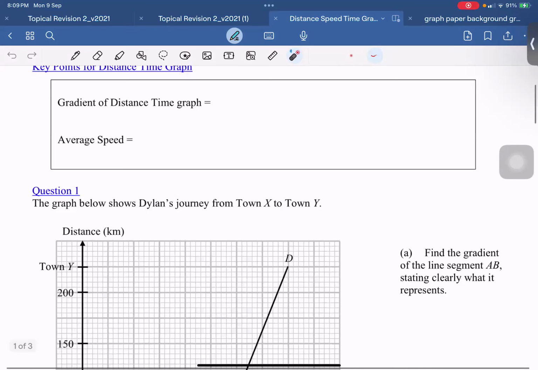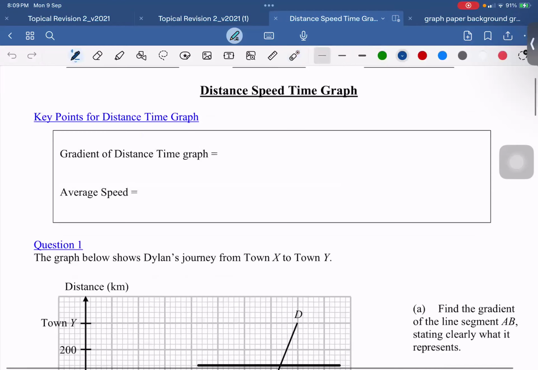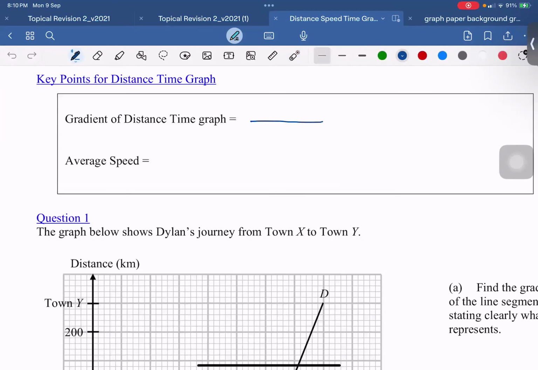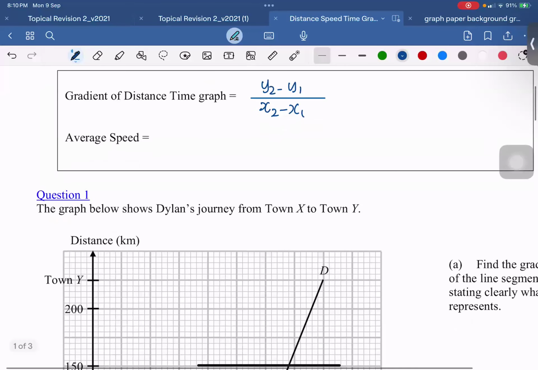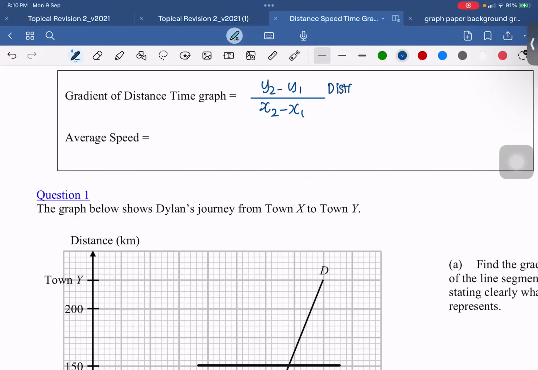Next, what do we know about distance time graph? What can we usually find? The gradient of distance time graph. How to find the formula for gradient? y2 minus y1 over x2 minus x1. Very good. In this case, the y-axis is my distance.